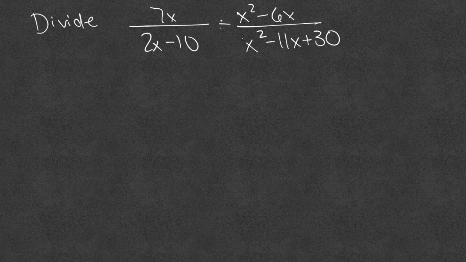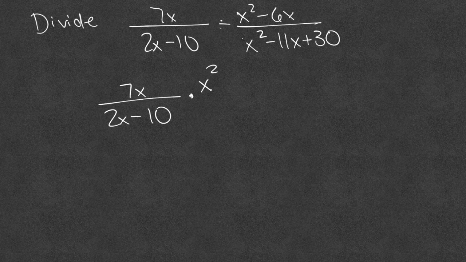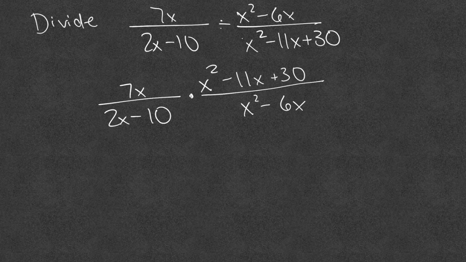First thing we want to do is flip and multiply, or change it and multiply by the reciprocal. So that's 7x over 2x minus 10, and the second one now turns into times x squared minus 11x plus 30 over x squared minus 6x. Now we basically have a problem that looks identical to what you were doing in 6-3 day 1. So we're going to factor, multiply across, and cancel out common factors.